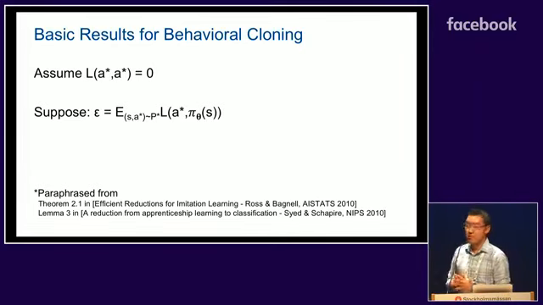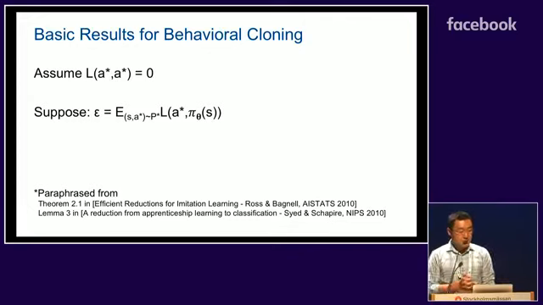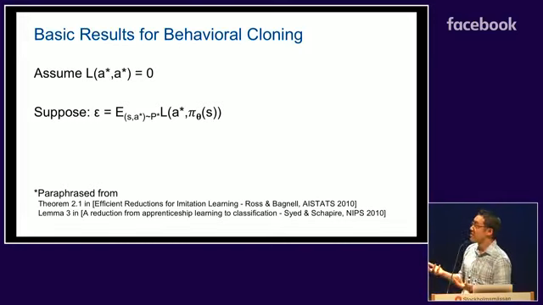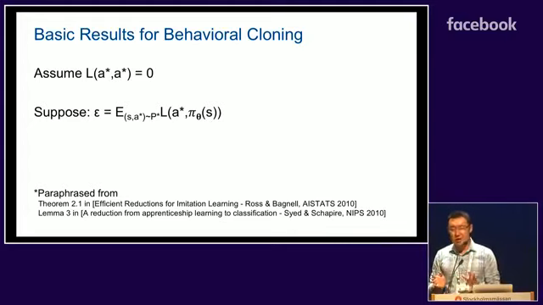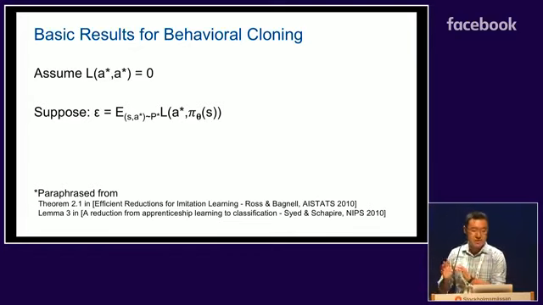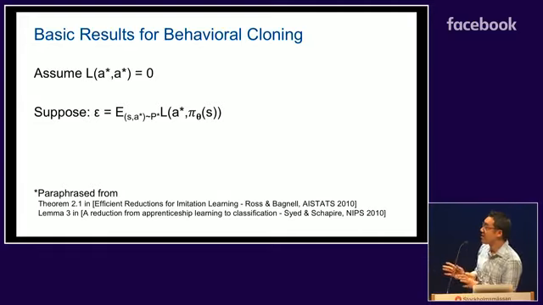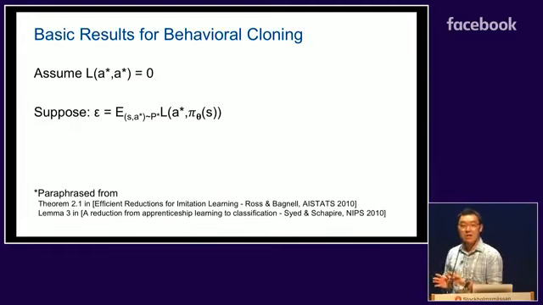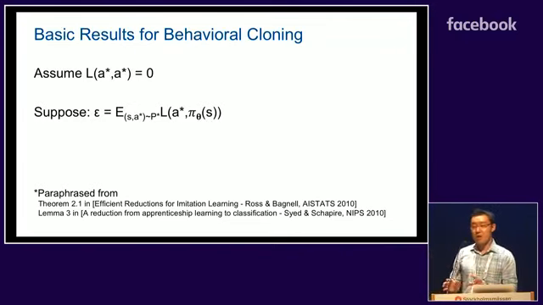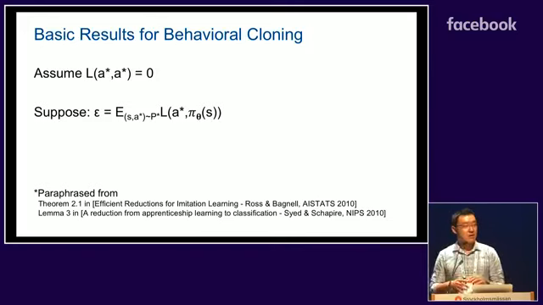And so here are some basic results for behavioral cloning. I won't go over the proofs, and the actual results are more sophisticated. You could refer to the two references at the bottom of the slide. So suppose we have an imitation loss function where if we match the expert demonstration for a specific state, then the loss is 0. That doesn't always have to be the case, but let's assume that's true here. And now suppose in the behavioral cloning problem, we've trained a policy that achieves error epsilon on the behavioral cloning learning objective, which is on the states induced by the expert.